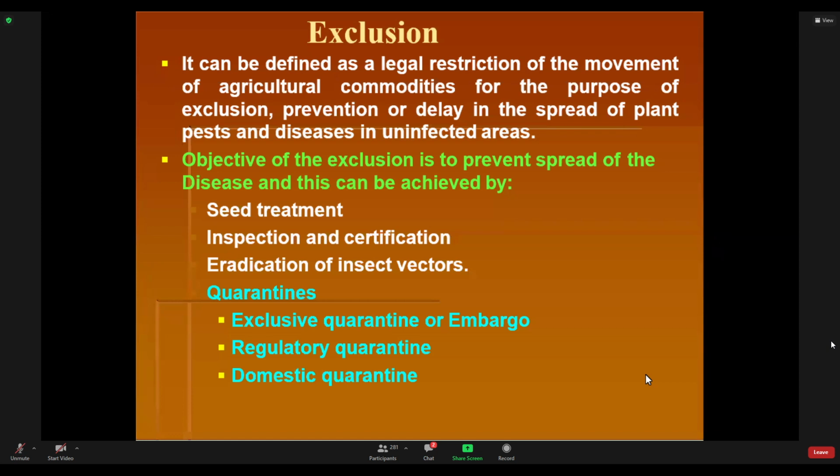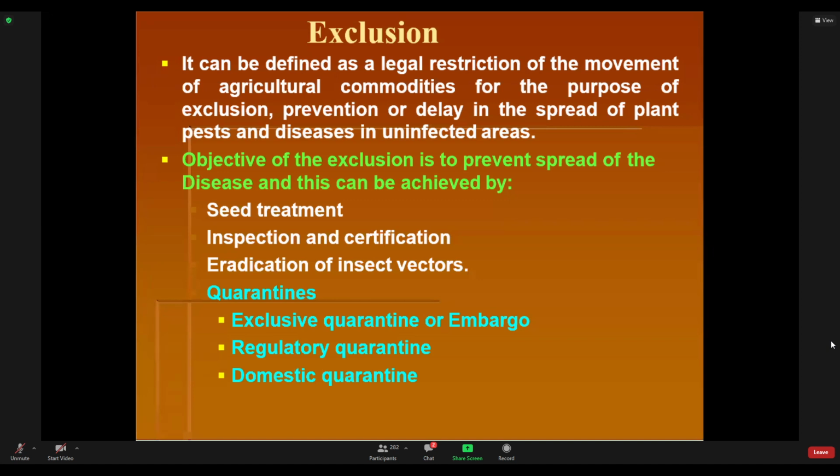Then number two, regulatory quarantine. That is, we will allow importing seed, but we have to test the health status of the seed, and afterward we have to issue a certificate. After testing, if we see there are 10% seed infected, then we have to prescribe that before going to the farmers, these seeds should be treated with seed treating chemicals. This is called regulatory quarantine.